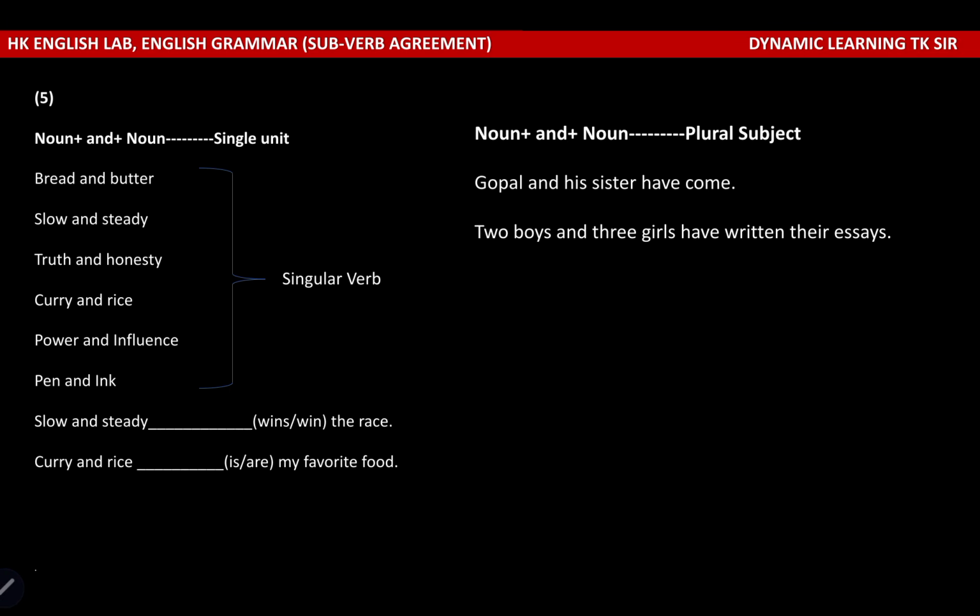Next. Okay, look at here. When we have two nouns or more than two nouns, for example here, if you have a noun and then another noun, if you're connecting them, generally it becomes your plural subject. Like for example, Gopal and his sister, of course they become two. Two means it is plural, am I right? So this whole subject part becomes your plural.